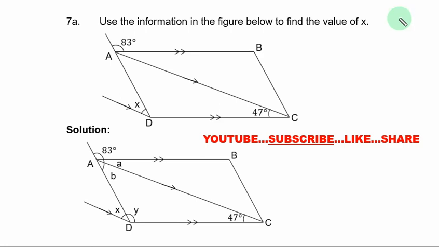Question 7a. Use the information in the figure below to find the value of s. This is the given figure or diagram. To find the value of s, we need to add other angles such as a, b, and y. From this figure, once we get b, b is equal to s, alternate angles, since AC is parallel to this side. So let us see what happens next.